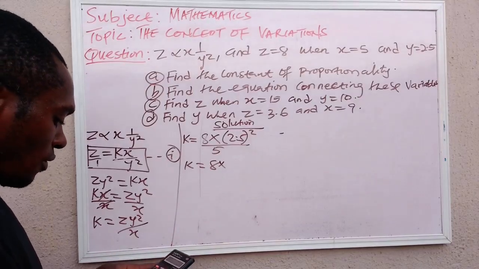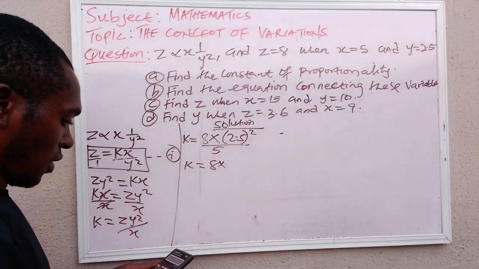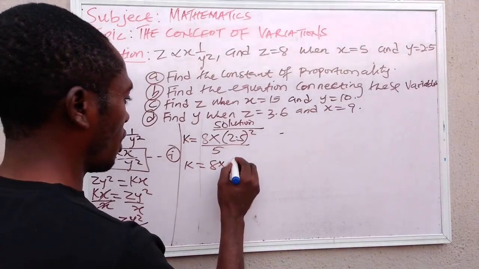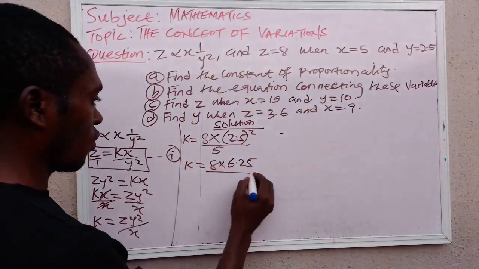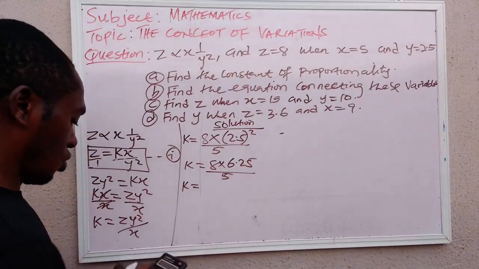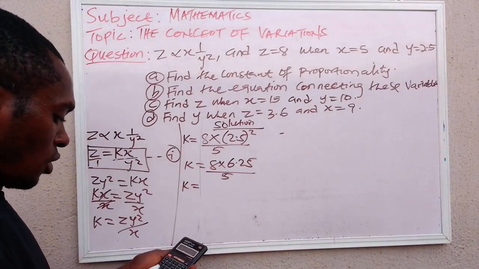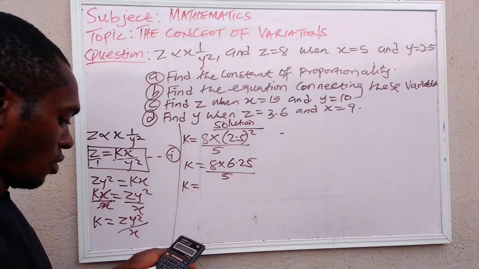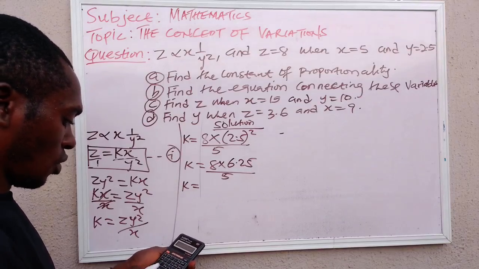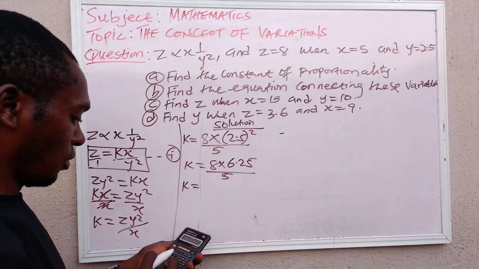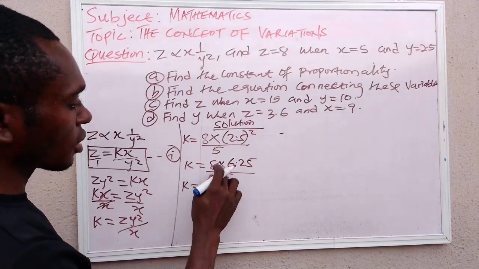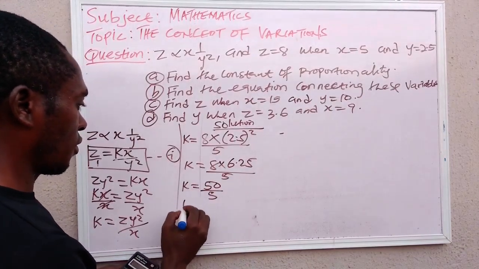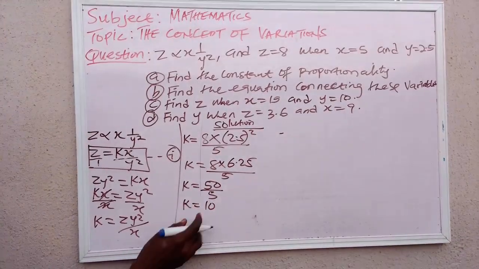2x times, let's have 2.5 times 2.5, or 2.5 squared. I have 6.25. I have 6.25 over 5. So I have k is equal to 6.25 and 2.5 times 2.5. I have this times 8. 8 times 6.25 will give us 50. So 50 divided by 5 will give us 10. So I've gotten k as 10.